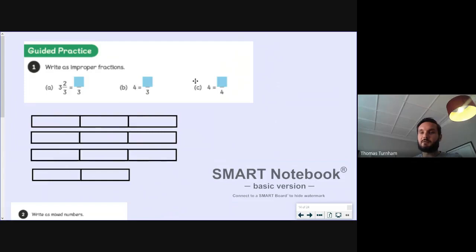Have a try with question C. 4 wholes split into quarters, into fourths. How many fourths will I have? Well, each of those wholes is going to be split into 4 parts. So I'm going to have 4 lots of 4. So 4, 8, 12, 16. I'll have 16 fourths. 4 wholes is the same as 16 quarters.